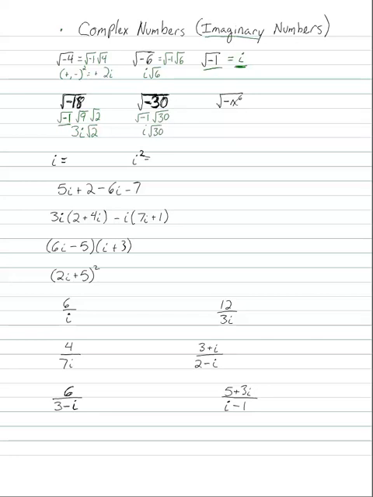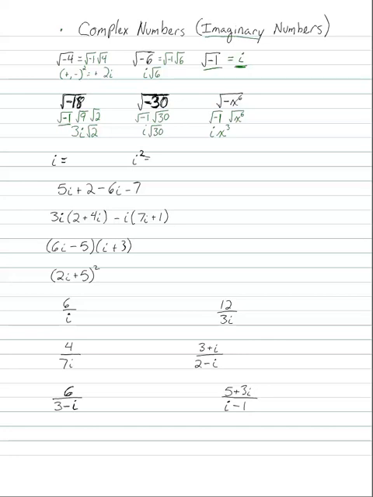Square root of -x to the 6th. Again, I can write that as square root of -1 times square root of x to the 6th. I know square root of x to the 6th is x cubed. So I have i x cubed. That's about it for simplification of complex numbers.